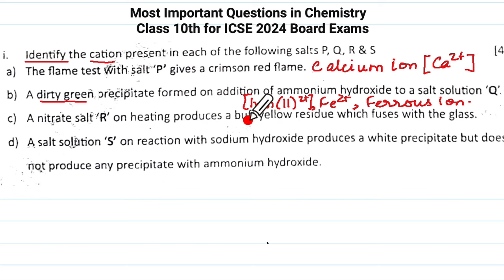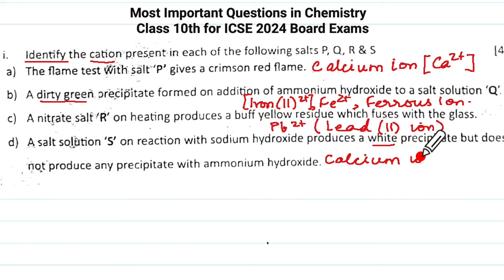Nitrate R on heating gives buff yellow residue, meaning PbO, which fuses with the glass. So this nitrate must be having lead 2, so it is Pb2+. So you will write over here lead ion. The salt solution S on reaction with sodium hydroxide produces a white precipitate, but produces no precipitate with ammonium hydroxide. So this must be calcium again, because calcium ion needs a high concentration of OH minus ions. So know your practical chemistry well, know all the cations and how to identify them. So this again is another important type of question.